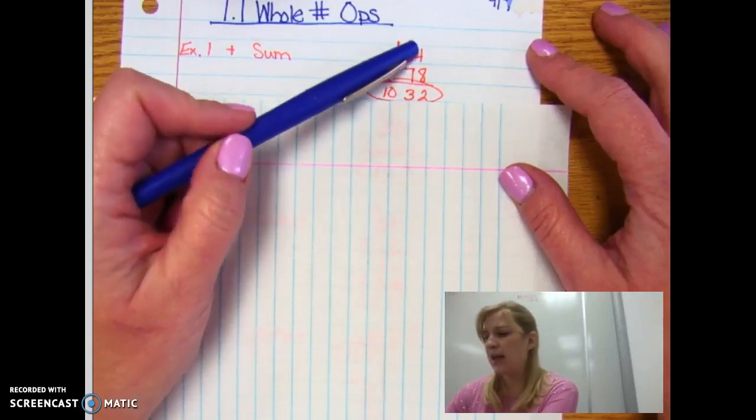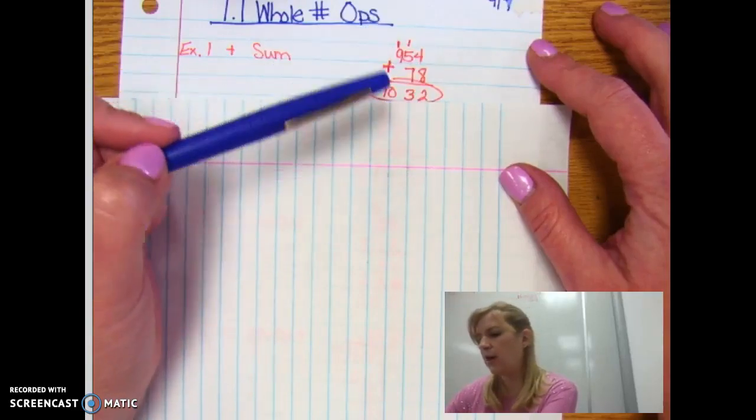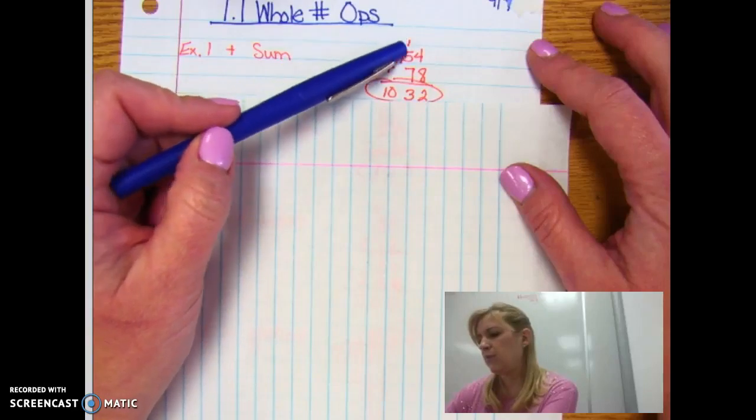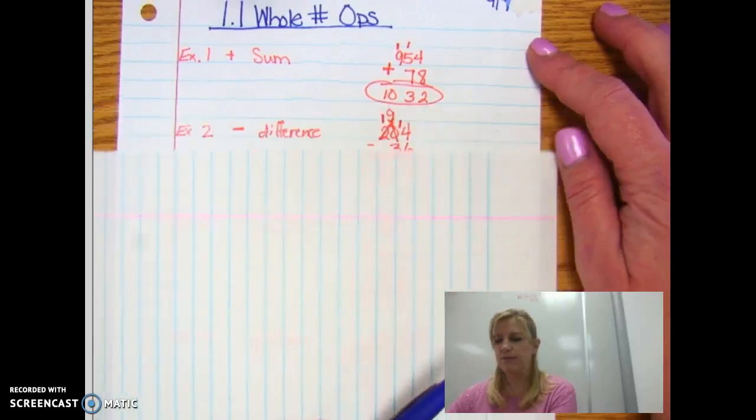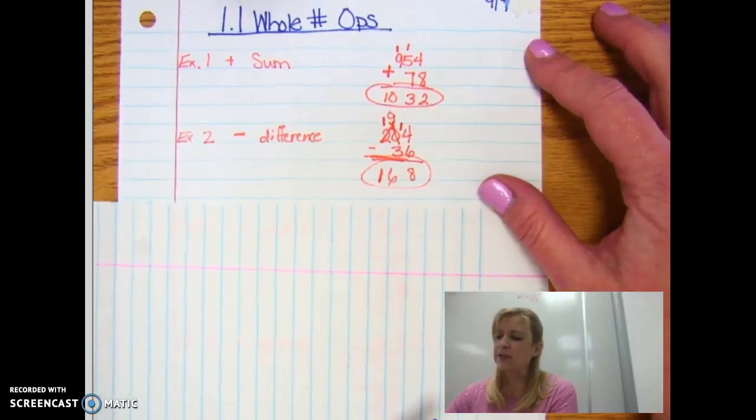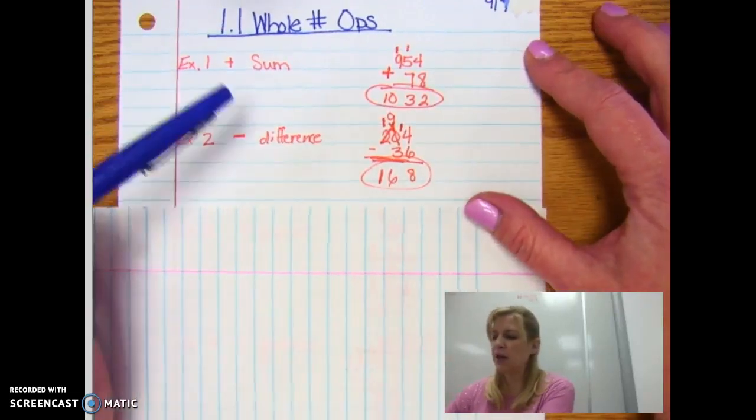So obviously 8 plus 4 is 12, we regroup the 1, 5 plus 1 is 6, plus 7 is 13, regroup the 1, 1032. Not really rocket science, but just a quick review.